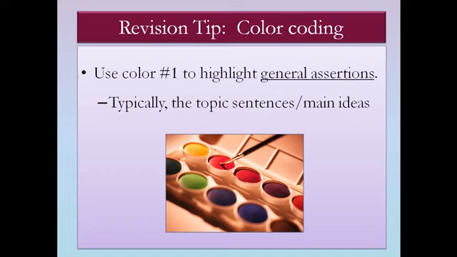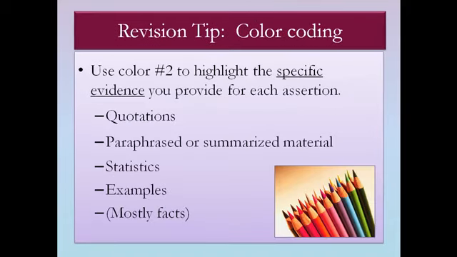And you're going to go through your paper and use color number 1 to highlight general assertions. That is going to be your topic sentences, your main ideas. So your main ideas, your topic sentences, that's color number 1. Color number 2 is used to highlight the specific evidence you provide for each main point, for each assertion.